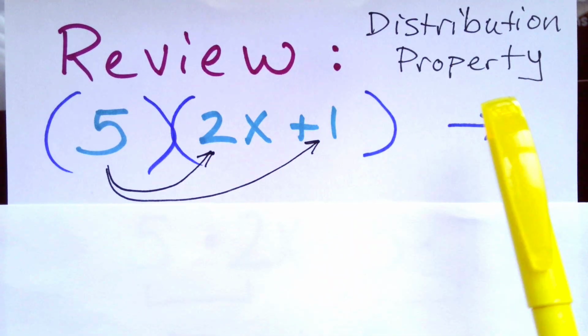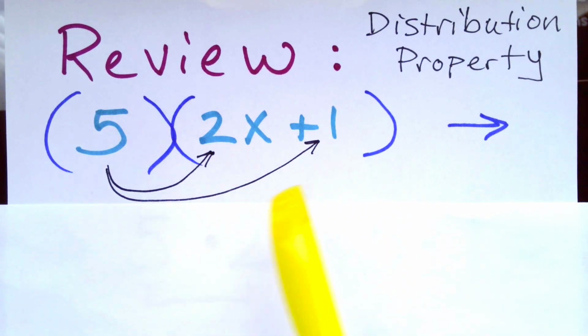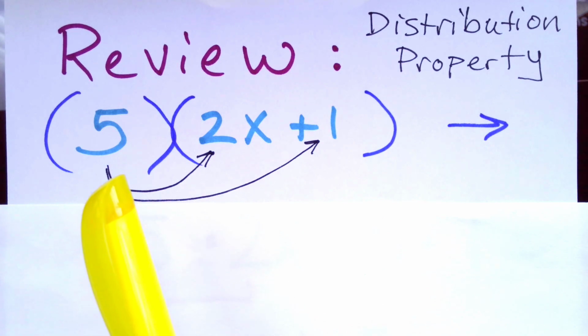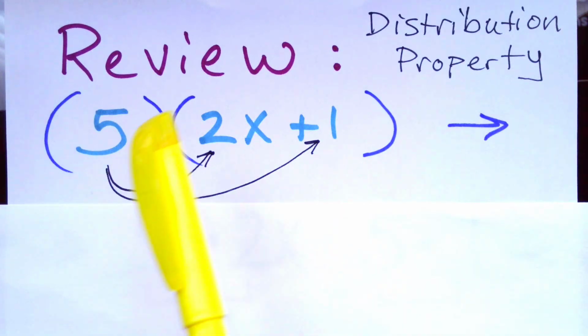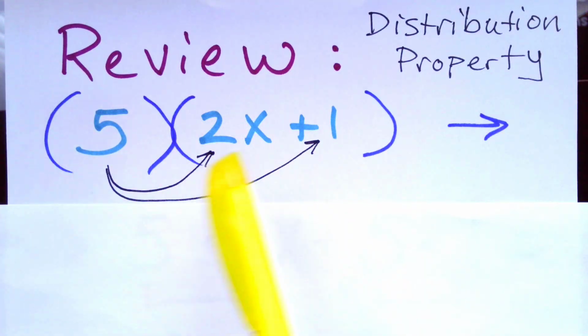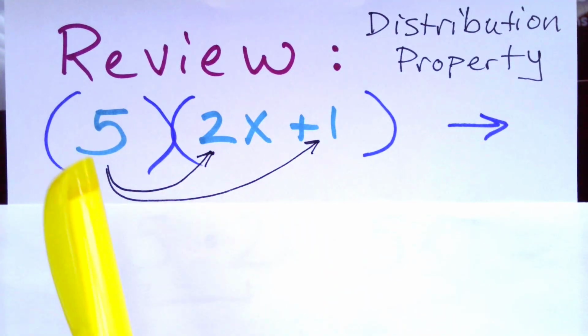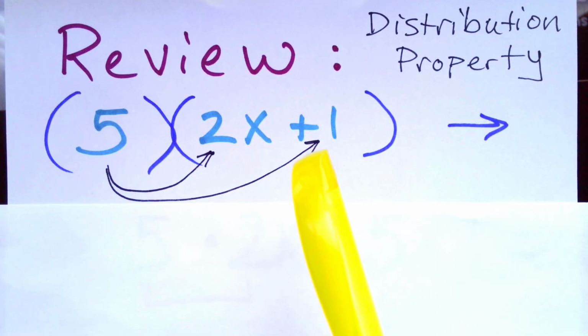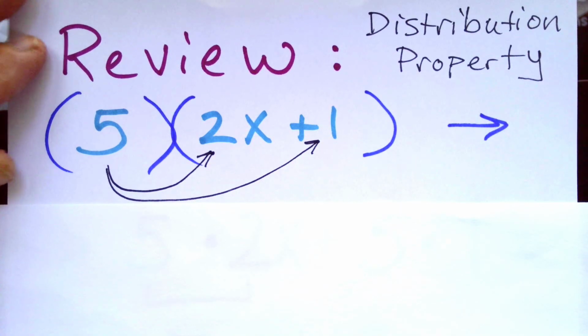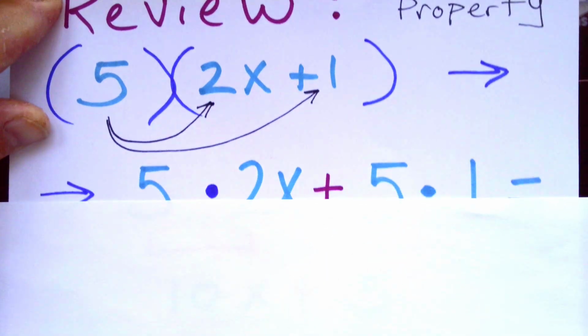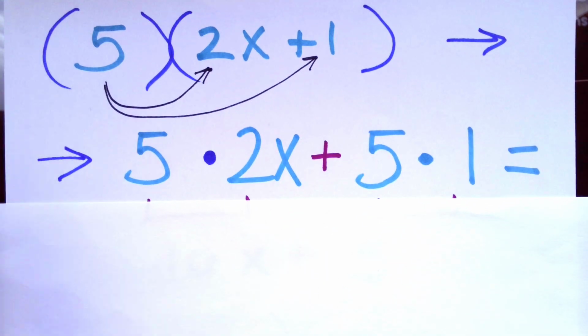Distribution property. That's just a mathematical term. It's very fancy, which is meaning to multiply, right? Or multiply with more than one term. So when you see these terms inside parentheses, again, that means multiply. I'm going to multiply that 5 times the 2x term. I'm also going to multiply that 5 times that plus 1 term. Okay, so this is good. It's important review. And let me show you what that looks like here.